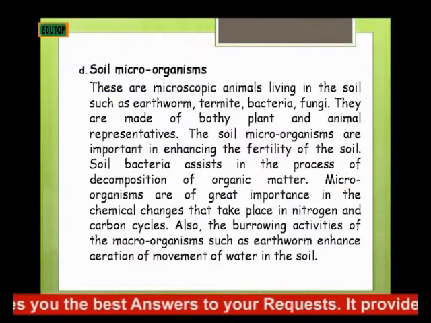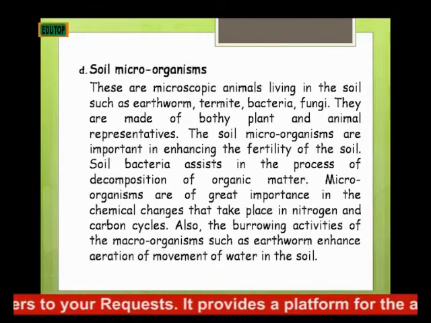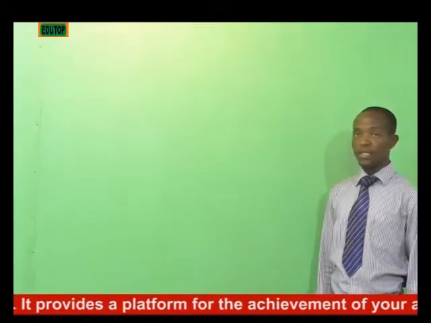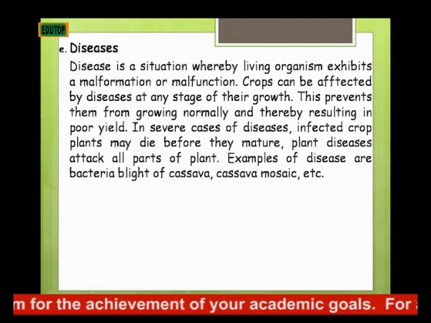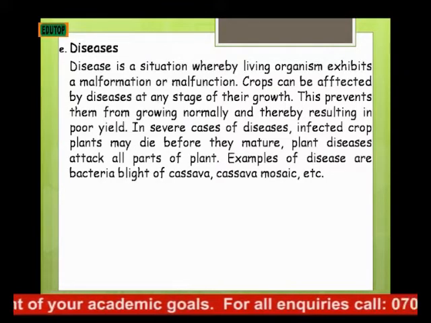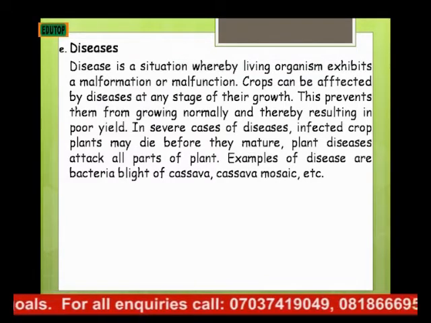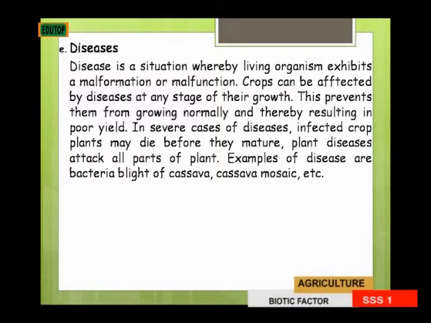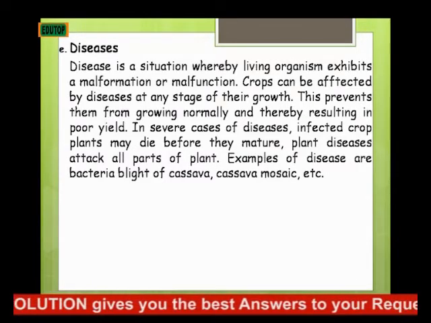Also, the burrowing activities of microorganisms such as the earthworm enhance the aeration and movement of water and air in the soil. Now, the next one we're looking at is disease. Disease is a situation whereby living organisms exhibit a malformation or malfunction. Crops can be affected by disease at any stage of their growth. This prevents them from growing normally, thereby resulting in poor yield. In severe cases of disease, infected crop plants may die before they mature.